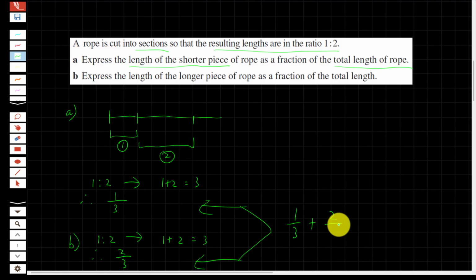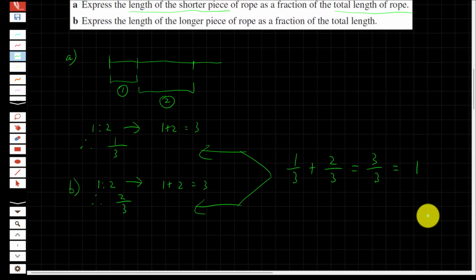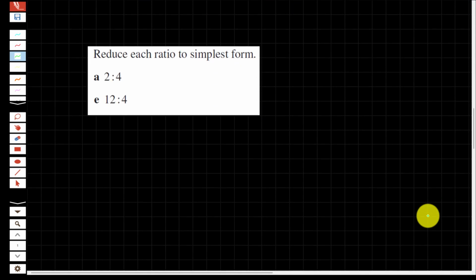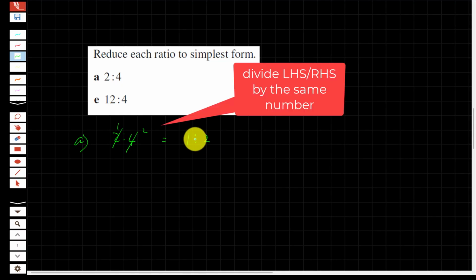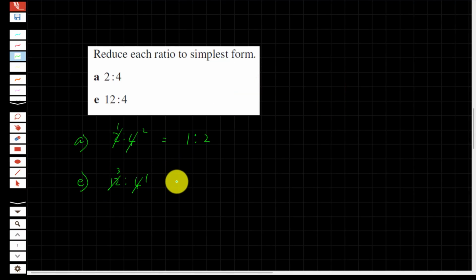We can check that this is the case by adding up the parts. 1/3 plus 2/3 equals 3/3, which is 1 whole or 1 full piece of rope. In this question we're asked to simplify each ratio. To simplify a ratio we divide the left and right by the same number. So in this case 2 on the left and 2 on the right, divide that through and we get 1 to 2. Here we're dividing by 4 left and right to get a ratio of 3 to 1.